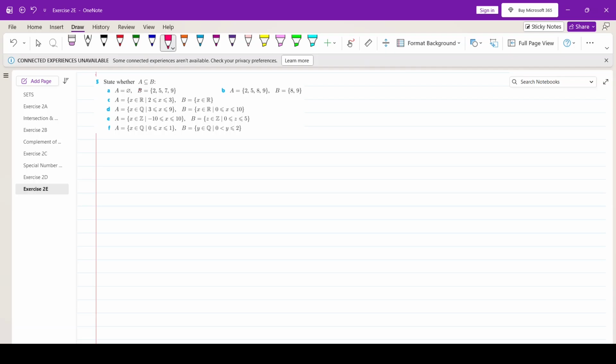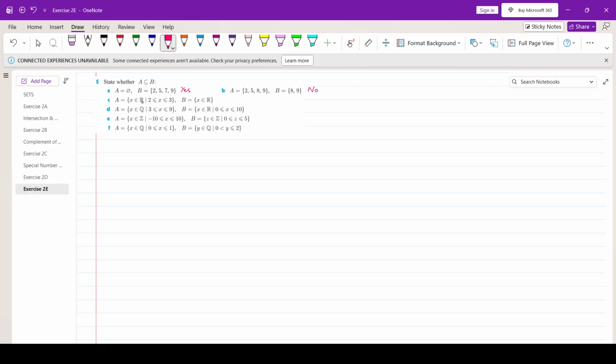State whether A is a subset of B. So in part A is an empty set. So we know an empty set is a subset of every other set. Therefore, for part A, the answer is yes. Yes, A is a subset of B. For part B, is A a subset of B? No, rather B is a subset of A. So the answer is no.